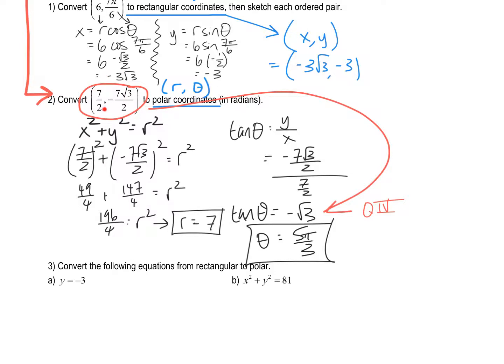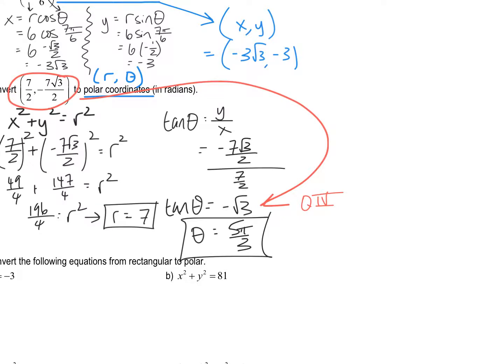Go back up to your original problem. This is a positive x value and a negative y value, which puts me in quadrant 4. So therefore, my radian answer where the tangent of theta equals negative radical 3 is 5π/3. So my final answer, the way I'm going to write it in r theta form, equals, my radius was 7, my theta was 5π/3.